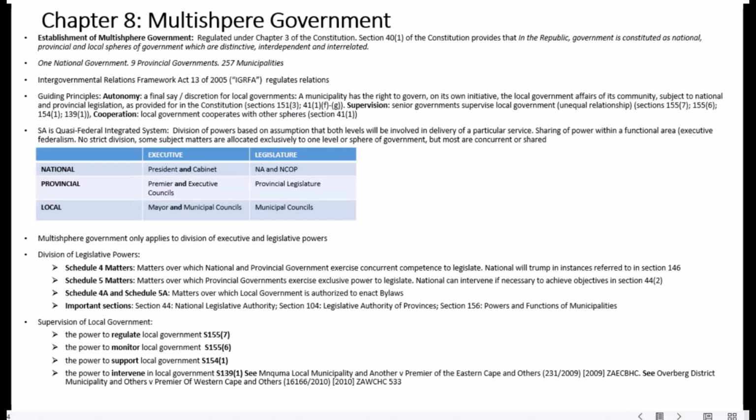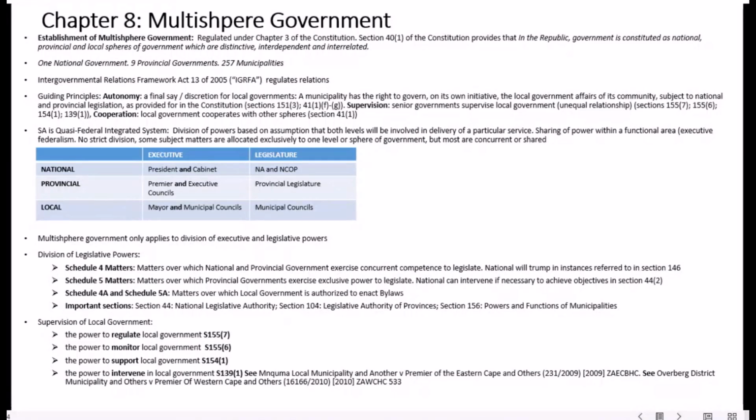And then the supervision of local government, colleagues. This is done in 4 different ways. They can regulate, well, this is in respect of national and provincial government. This is how they supervise local government.